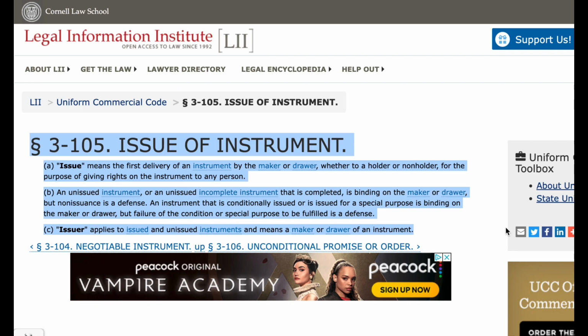B. An unissued instrument, or an unissued incomplete instrument that is completed, is binding on the maker or drawer, but non-issuance is a defense. An instrument that is conditionally issued or is issued for a special purpose is binding on the maker or drawer, but failure of the condition or special purpose to be fulfilled is a defense. C. Issuer applies to issued and unissued instruments and means the maker or drawer of an instrument.